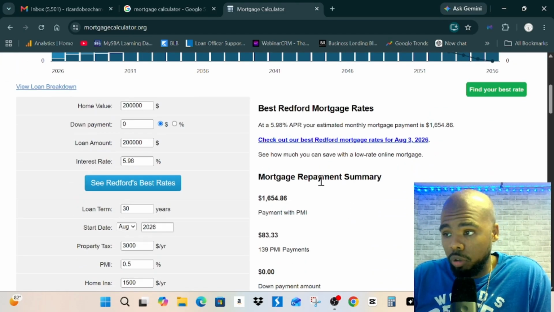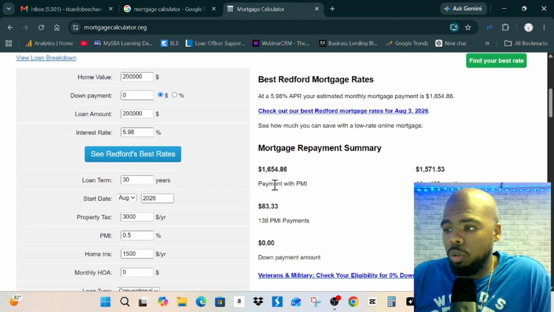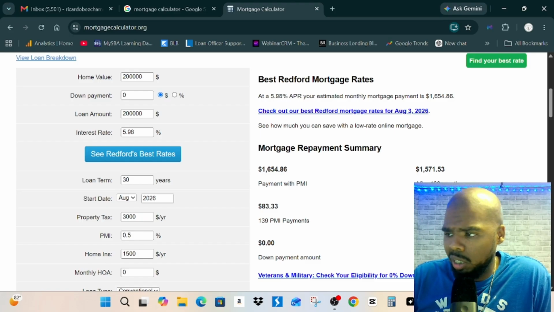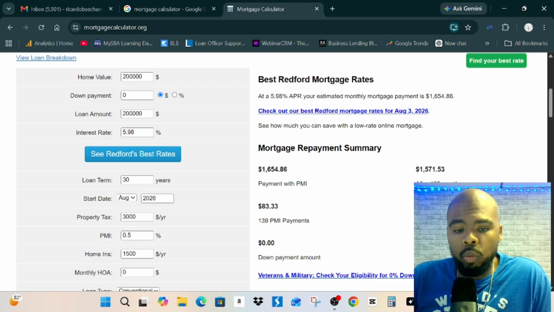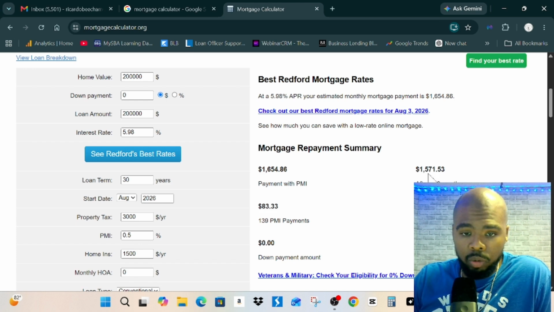But if we go towards the breakdown here, you'll see the mortgage repayment summary. It shows you the payment with the PMI, which is the private mortgage insurance, and what the PMI payments are. It shows the total PMI through March of 2038. I don't know why they chose that specific year, but that's about 12 years from now. Oh, because once the loan gets to 80%, the private mortgage insurance falls off. So it's estimating about 139 payments of 83.33, and after those 139 months, it drops down to 1571. That's when the PMI falls off.